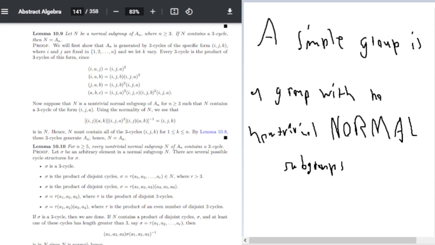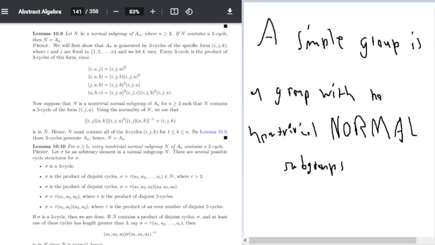Lemma 10.9. Let N be a normal subgroup of A_n, where n is greater than or equal to 3. If N contains a 3-cycle, then N equals A_n. Proof. We will first show that A_n is generated by 3-cycles of the specific form (ijk), where i and j are fixed in {1, 2, ..., n}, and we let k vary. Every 3-cycle is the product of 3-cycles of this form, since (ija) is equal to (ija), (iab) is equal to (ijb)(ija)^2, (jab) is equal to (ijb)^2(ija), and (abc) equals (ija)^2(ijc)(ijb)^2(ija).